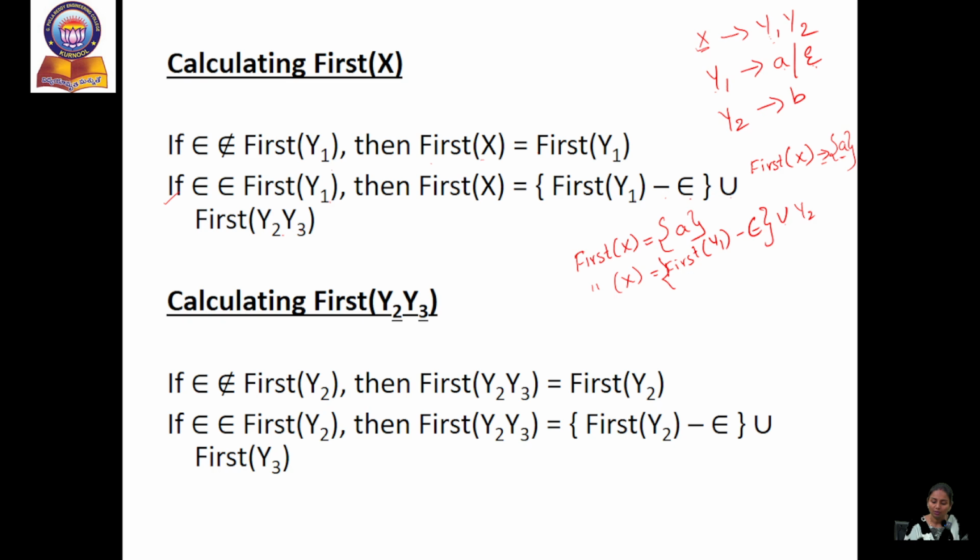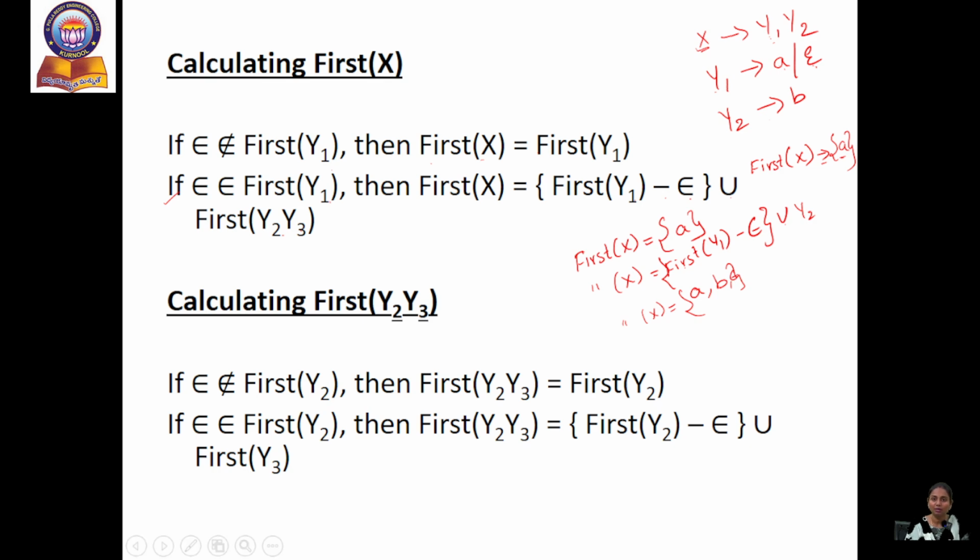So now what it will become? So first of x will become, so first of y1 is a minus epsilon is nothing but we are not taking epsilon here, comma, and union of y2. Union of y2 is nothing but we have to consider first of y2 is b. B also we have to consider, comma epsilon.